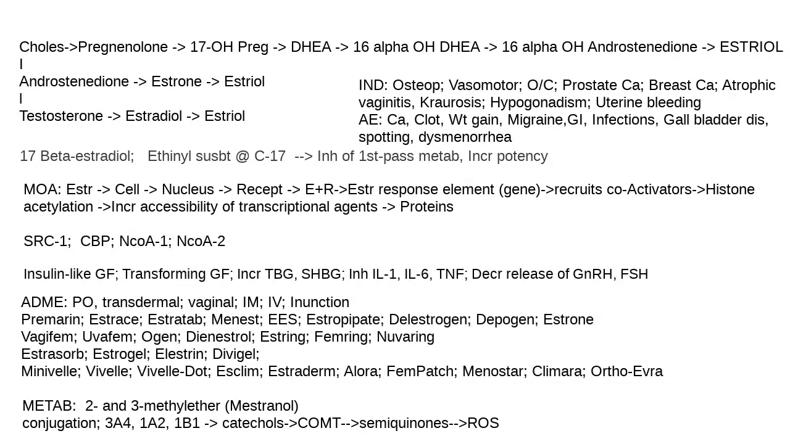So that's the biosynthetic pathway of your estrogens. The most potent naturally occurring estrogen in the body is your 17 beta estradiol. And if you place an ethinyl substitution at the C17 position, you will get two things. One, an inhibition of first pass metabolism, and then you will also get an increase in potency.